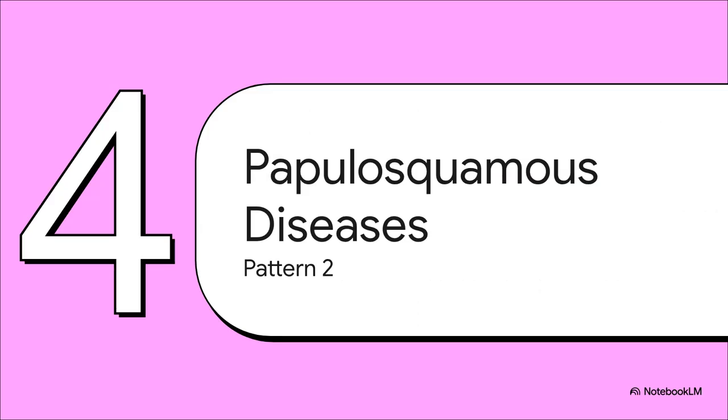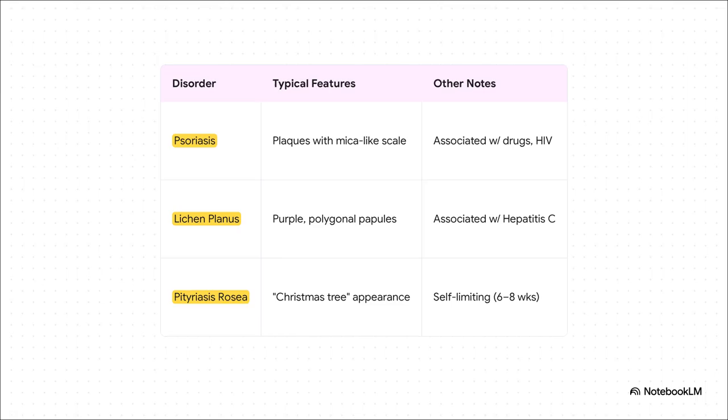Okay, on to our next major pattern, the papulosquamous diseases. And yeah, the name sounds a bit complicated, but it's really not. Papulo just means raised papules or plaques, and squamous means scale. So we're talking about raised, scaly rashes. Simple as that. So with this group, it's all about spotting the subtle differences.